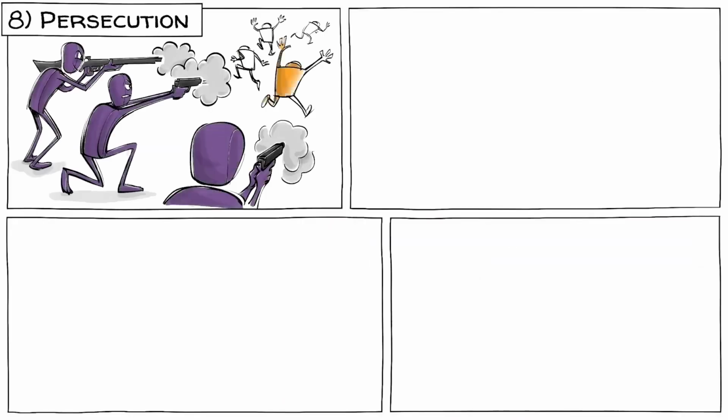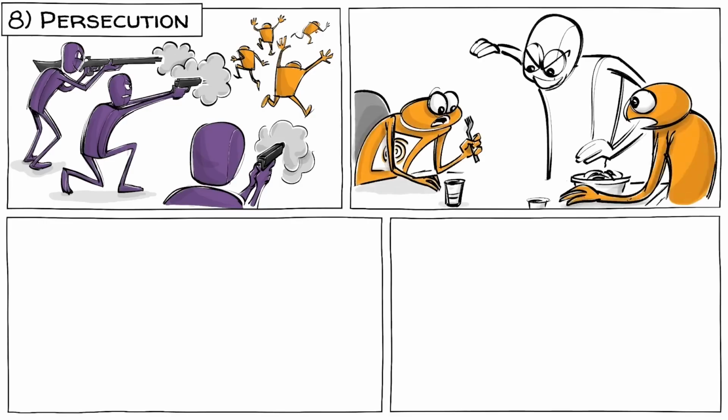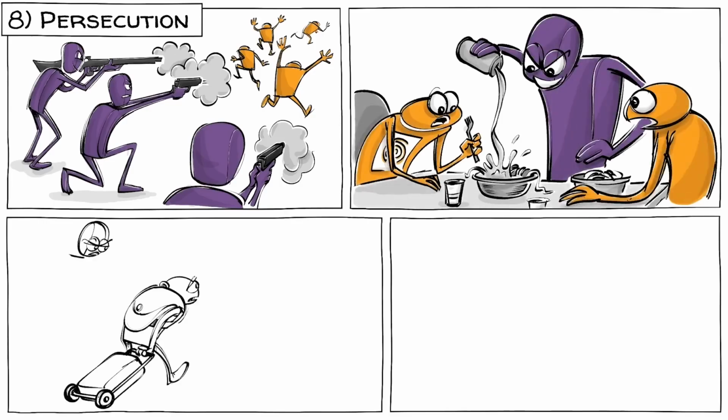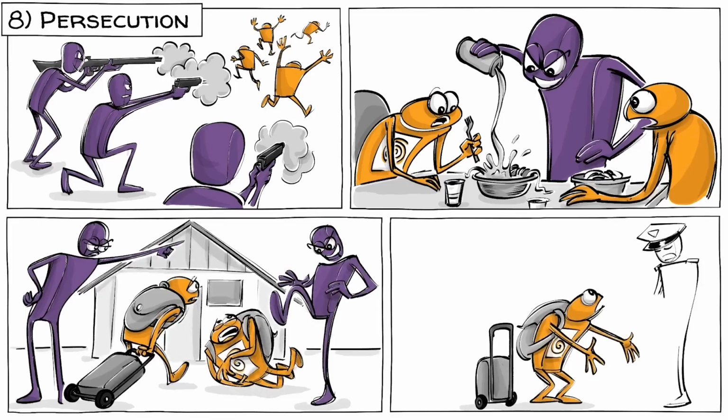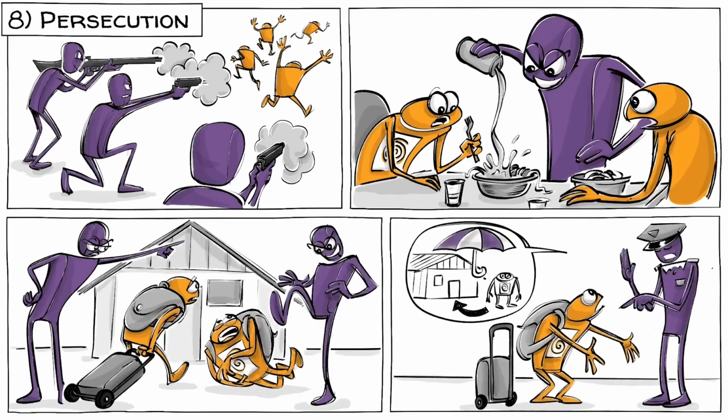Eighth is persecution. Violence escalates. The targeted group is systematically subjected to harassment, displacement, or other forms of abuse. Often all of that happens under the disguise of security measures.